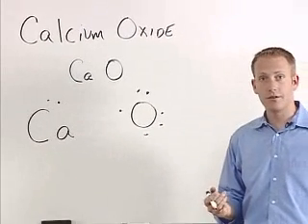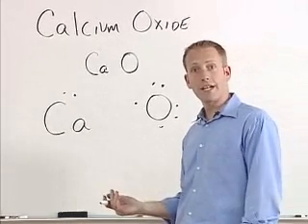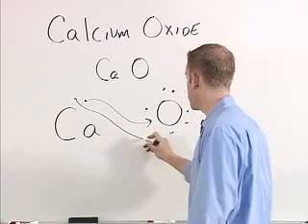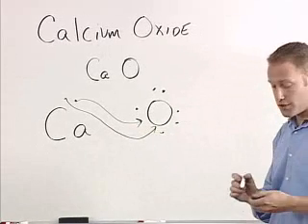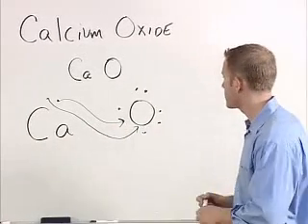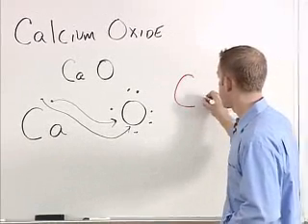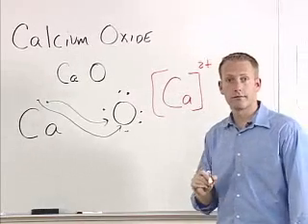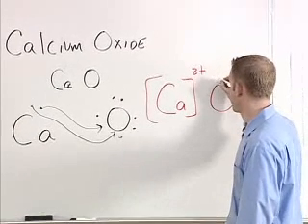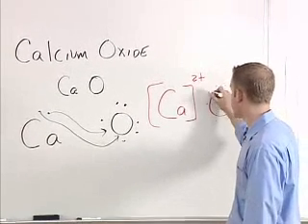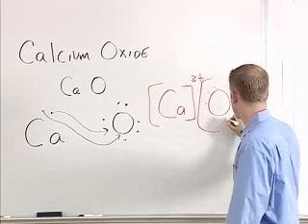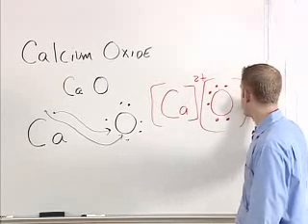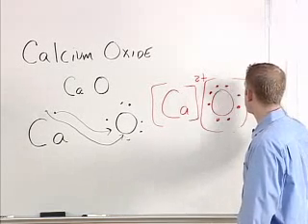And what does calcium do? It transfers 2 electrons. 1 here, and 1 here. So the Lewis structure of calcium oxide looks like this. Ca with a 2+ charge, and an oxygen that's filled: 1, 2, 3, 4, 5, 6, 7, 8, with a 2- charge.